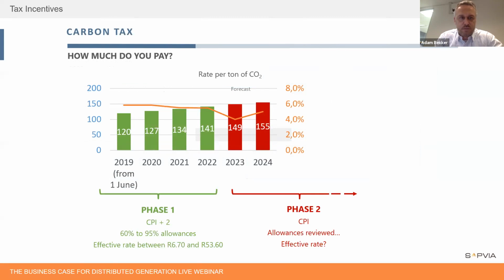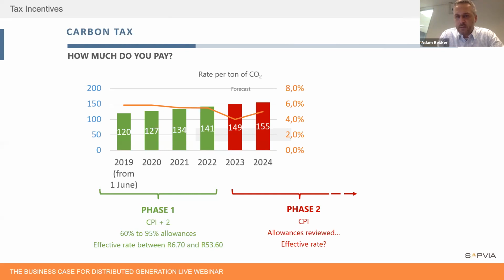This is a graph to unpack the rate at which tax is payable. The tax was introduced on 1 June 2019, and what has been communicated is that there are 2 phases to the implementation of the tax. Phase 1 lasts until the end of 2022, after which we are told that the carbon tax rate will be reevaluated for the years following thereafter.